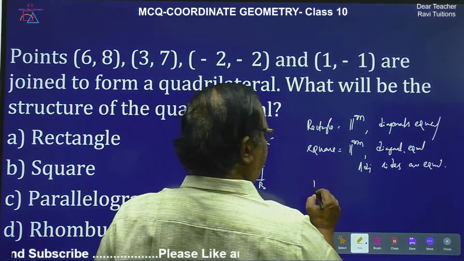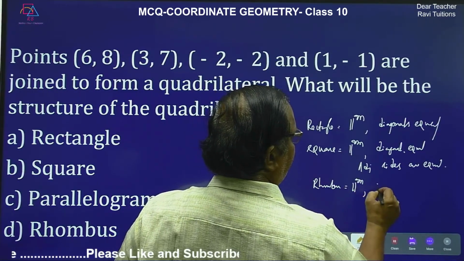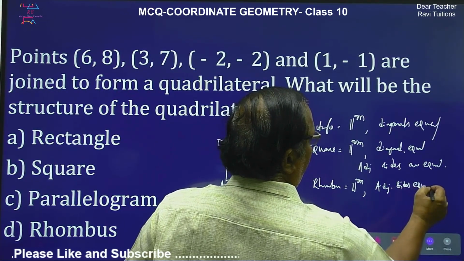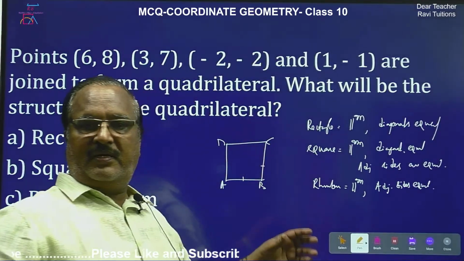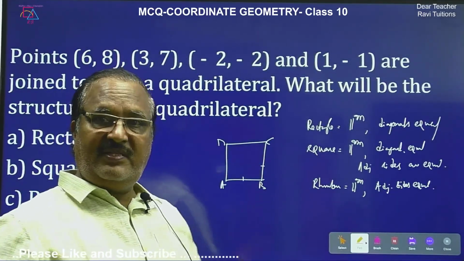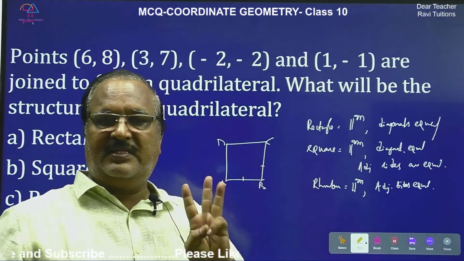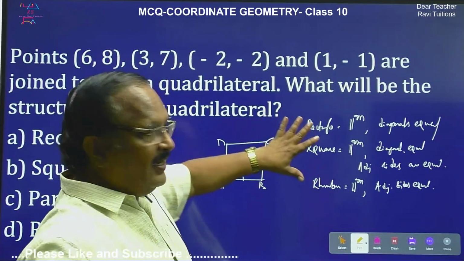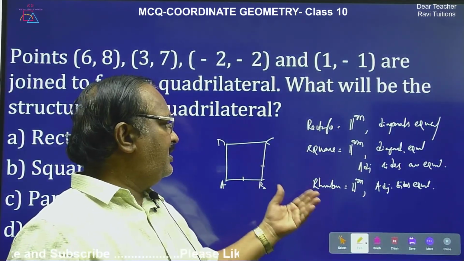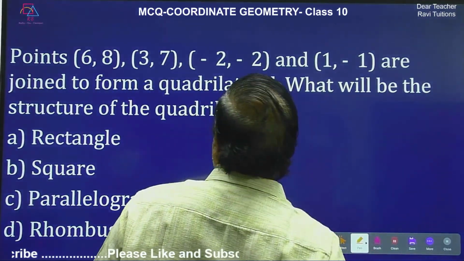Now a rhombus is a parallelogram plus adjacent sides are equal. So if you are aware of these things, then you can do it easily, right? With 3 steps you can prove a square or rectangle or rhombus. So I request all the students to learn what is a rectangle, what is a square, what is a rhombus, and what is a parallelogram. Now I will do this question in the other way also.